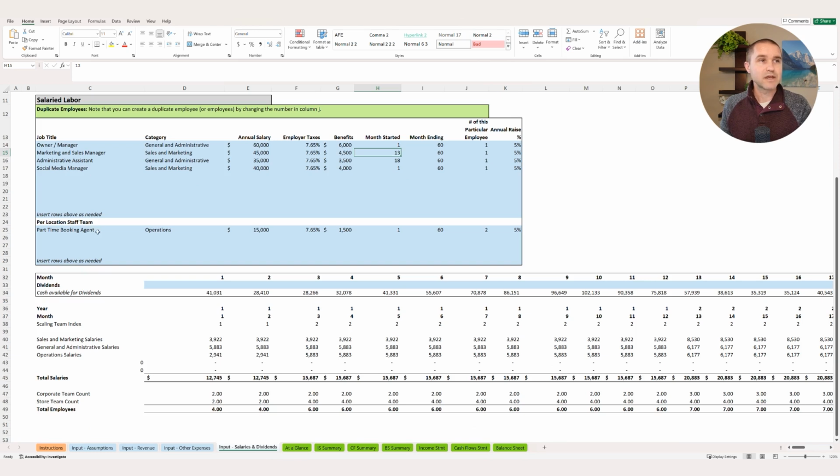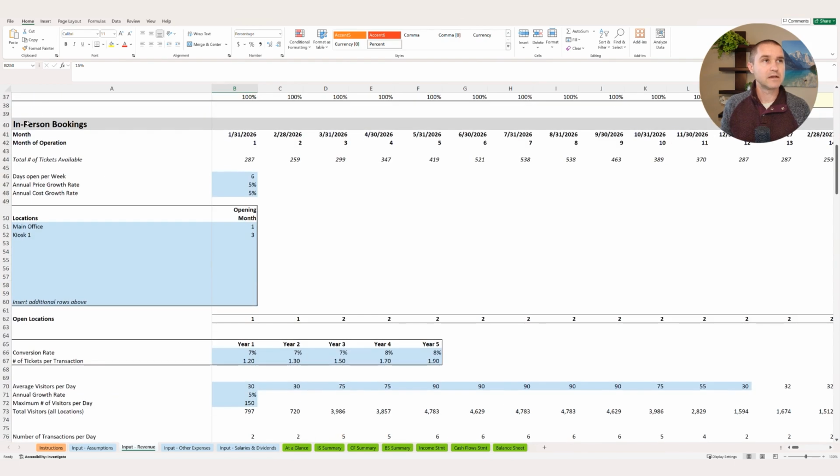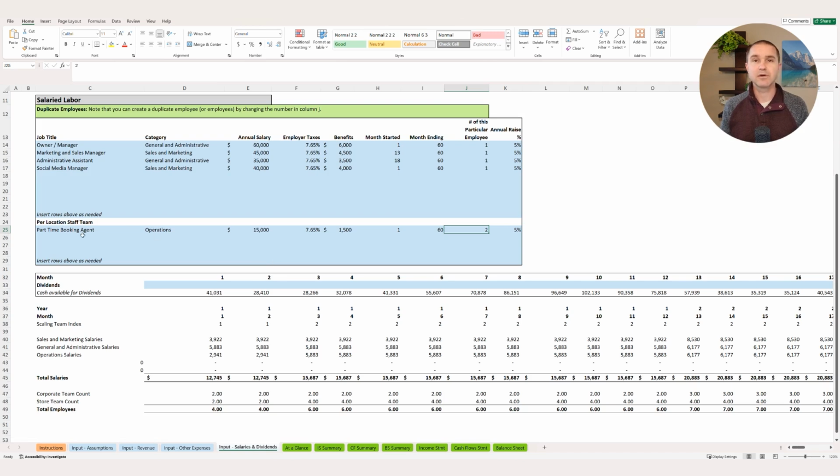And then we can set a per location staff team. So let's say you have a part-time booking agent that's paid $15,000 a year. You're going to have 2 of them, and that's going to be based on a per location basis. So as you add additional locations, and that would be here in this in-person booking, if you added multiple locations here, the model's automatically going to add part-time booking agents, or it doesn't have to be part-time. You can make it a full-time booking agent, but you can add the salary here, and it's going to automatically add two of those employees per location that you add. So that's a way to automate the scaling of those booking agents.